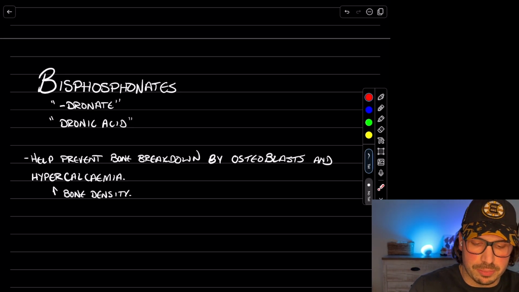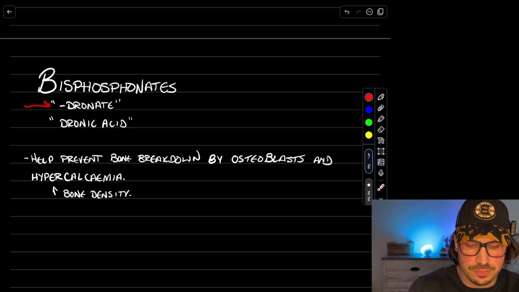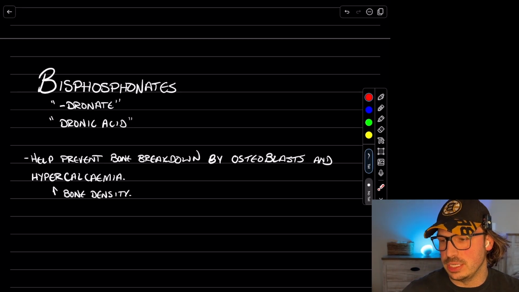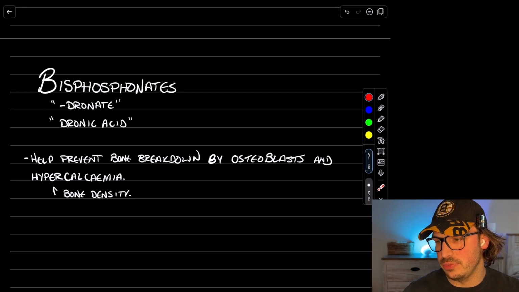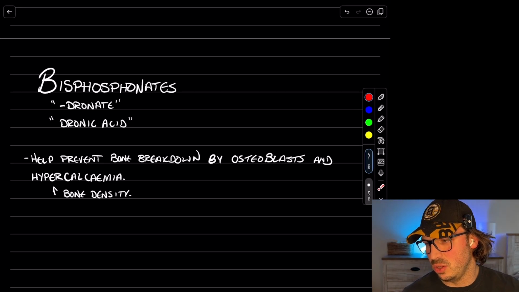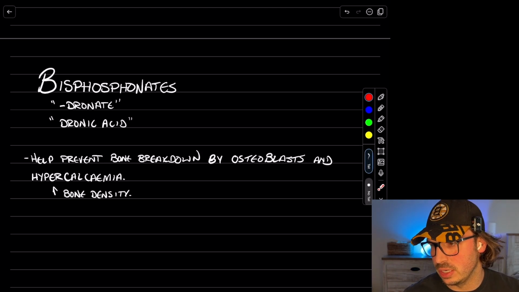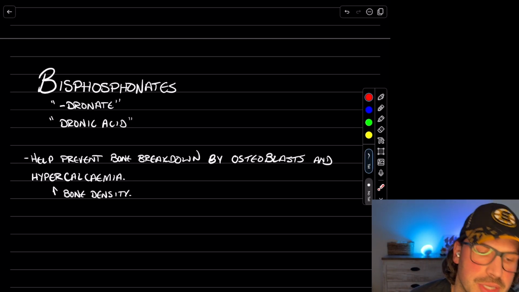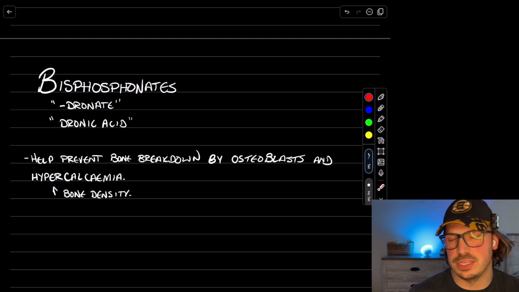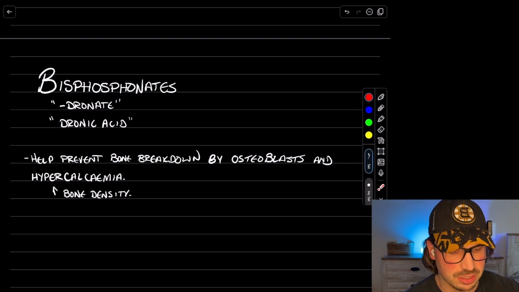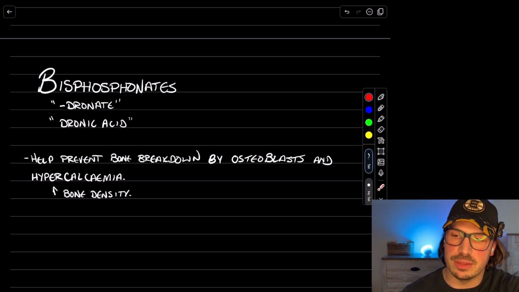These are going to be denoted with the suffix dronate, or dronic acid will be in the name. Risedronate's a big one that you'll see very often. I can't really think of other ones that I've seen. Clodronate, they say in the list here. Pamidronate. Again, you'll just want to go through the list. Probably the best way would be to find somebody else and read them off to each other and try to pick out the prefixes or suffixes and identify the medications.